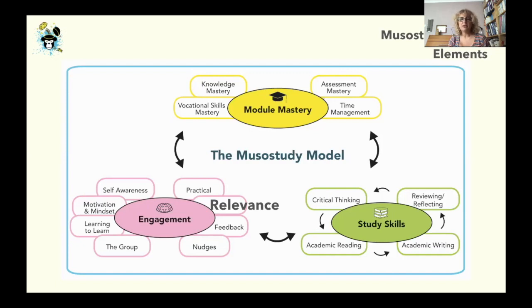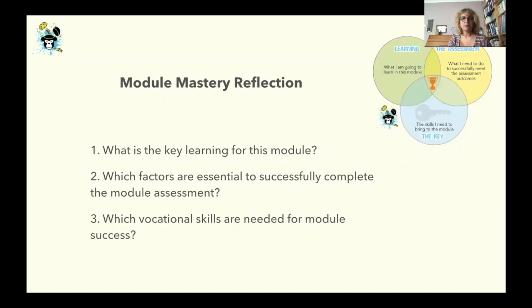And then we have study skills, which are particularly useful in the more academic classes. So we want students to think critically, which is a really good place to start teaching it. Then we need them to be able to read academic texts. We need them to write in a certain academic style, and we also want them to review and reflect.